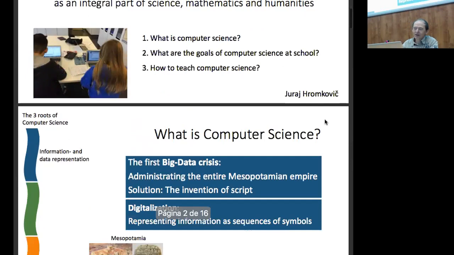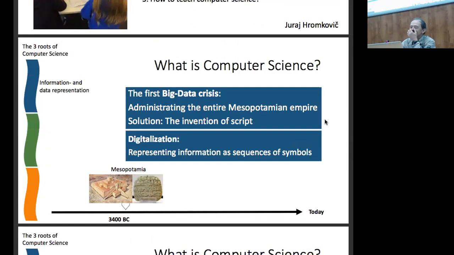And this is the reason I would like to speak about three rules of computer science. So, the first rule is the representation of information. So, it means about data. And now I would try to introduce the history in the computer science terminology.